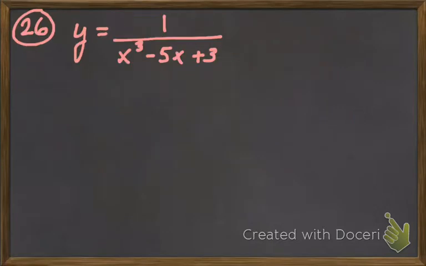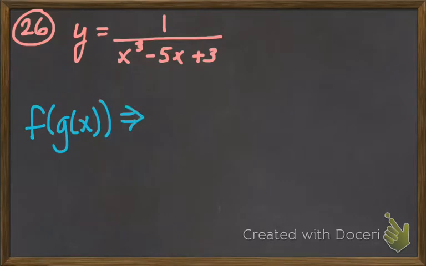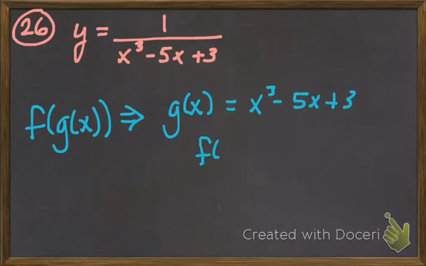26, same thing. We're trying to see this as f of g of x. This one's less obvious, but I wanted to show you this one just to let you know that anytime you see a rational function, try to make the bottom your inside function, and that works here. So in f of g of x form, our g of x would be the denominator, which is x cubed minus 5x plus 3, and our f of x would be 1 over x.